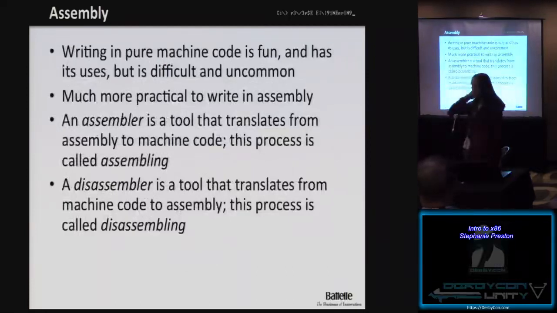So writing in pure machine code is fun. It has its uses, but it's really difficult and uncommon. It's much more practical to write in assembly. An assembler is a tool that will translate from assembly to machine code, and this process is called assembling. A disassembler is then a tool that will translate from machine code back to assembly code, and it's called disassembling.